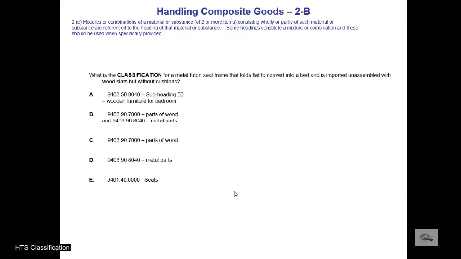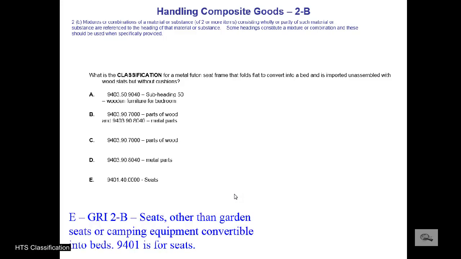In this broker's license test example, the 2 headings that could apply are 9401 and 9403. Because the product more specifically relates to 9401 than 9403, 9401 is used. 9403 is more broad. In this case, you have a mixture product, more than one material or substance. It is classified to the material heading of that material or substance.